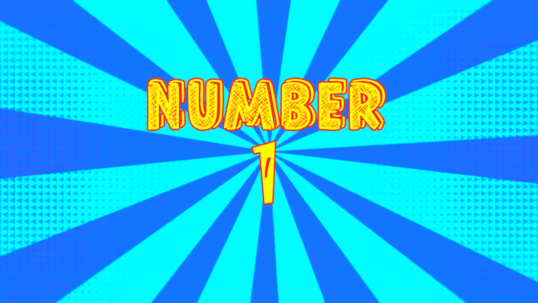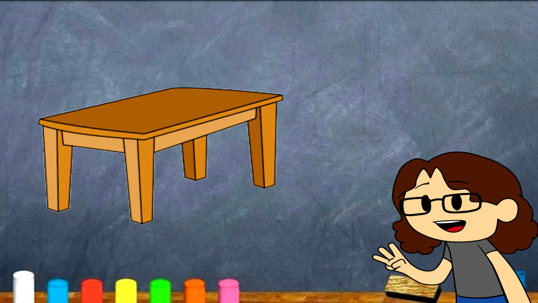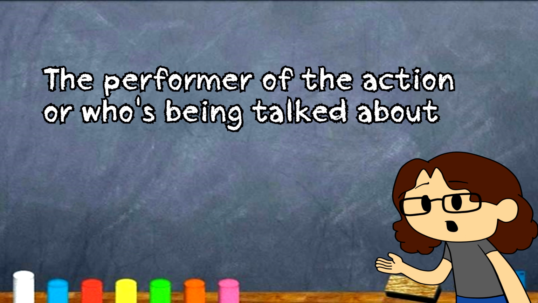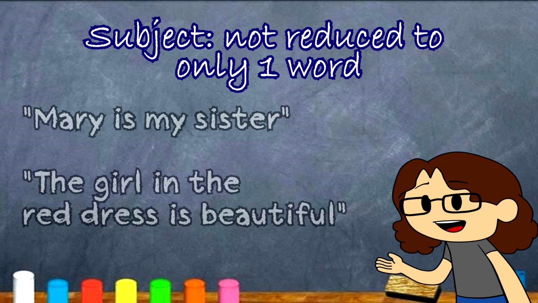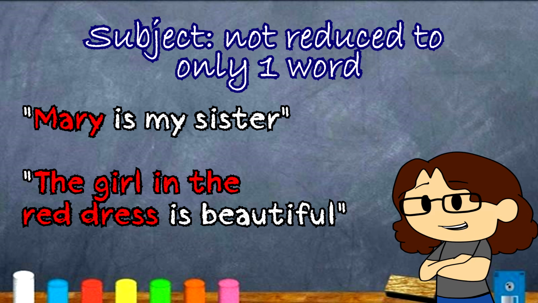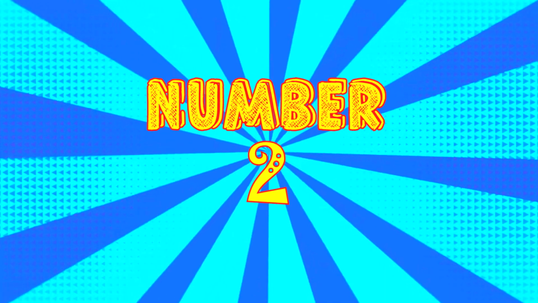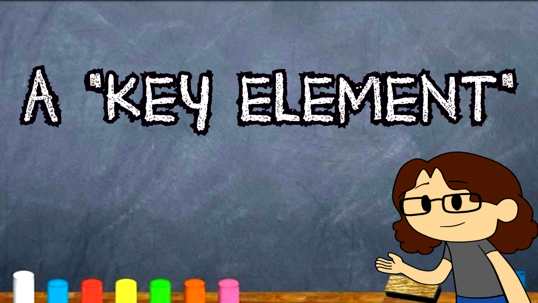Number one, the subject of the sentence. It means the person, animal, or thing that performs the action or who is being talked about. Pay attention that the subject is not reduced to only one word, because everything that defines or describes the subject is part of it. And number two is something that I like to call the key element.